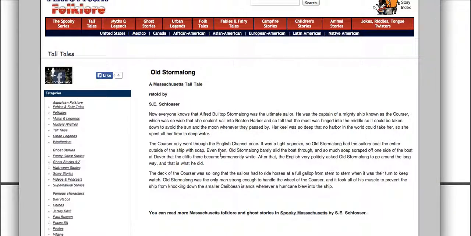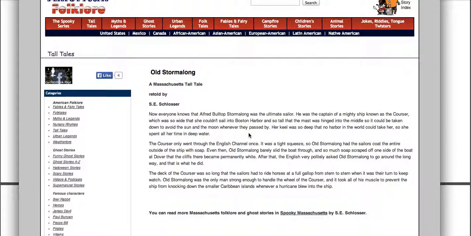Now everyone knows that Alfred Bulltop Stormalong was the ultimate sailor. He was the captain of a mighty ship known as the Courser, which was so wide that she couldn't sail into Boston Harbor, and so tall that the mast was hinged in the middle so it could be taken down to avoid the sun and the moon whenever they passed by. Her keel was so deep that no harbor in the world could take her, so she spent all her time in deep water. There's some excellent examples of hyperbole in here.